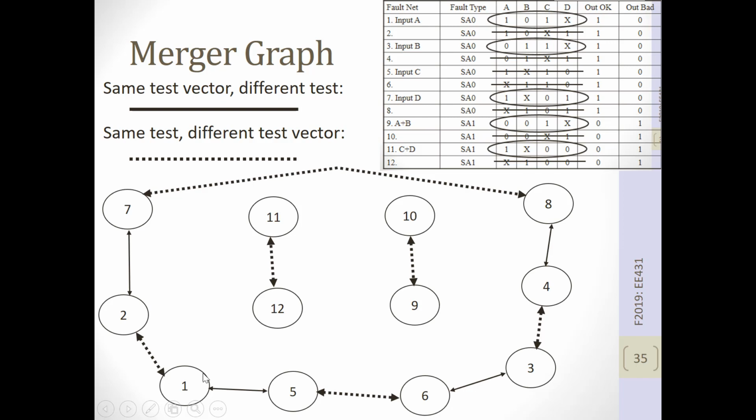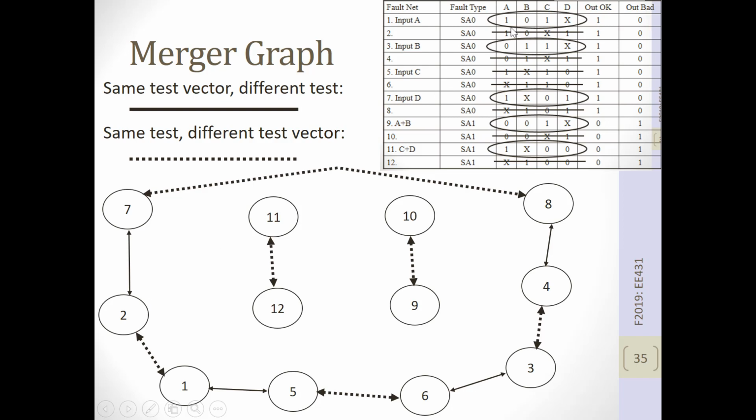Okay, so let's look at that. 1 and 2, 3 and 4, 5 and 6, 7 and 8, 9 and 10, and 11 and 12. Those are the same tests, so they're all connected with the dotted line. Okay. And then 1 and 5, those can be merged into 1, 0, 1, 0.